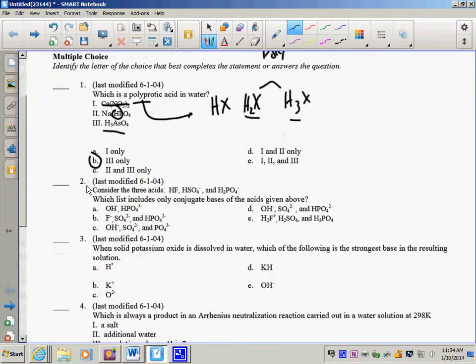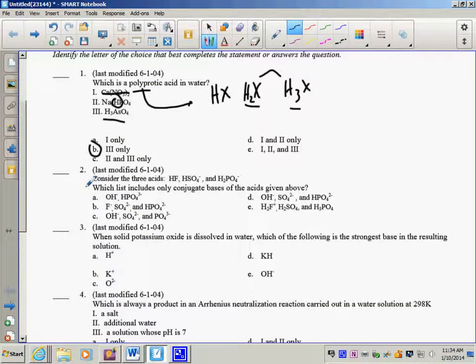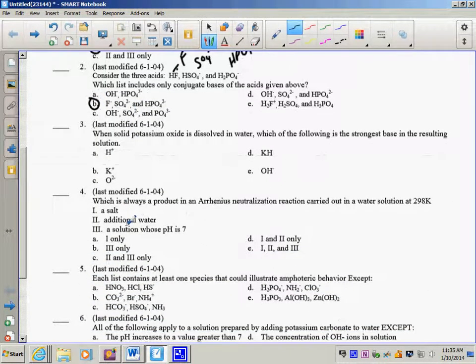In this case, number 2, which of these include a list of conjugate bases? This would be F negative, this would be SO4 minus 2, HPO4 minus 2. That would be letter B. 3 is not the best question, something we'll learn more about as we go through this year.